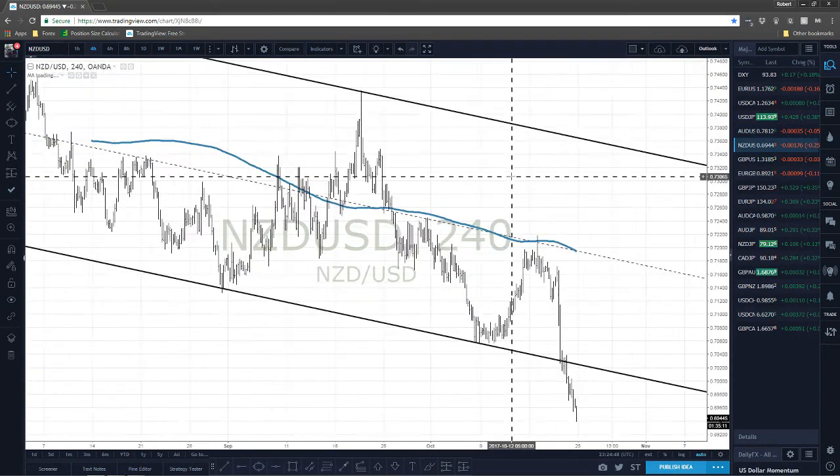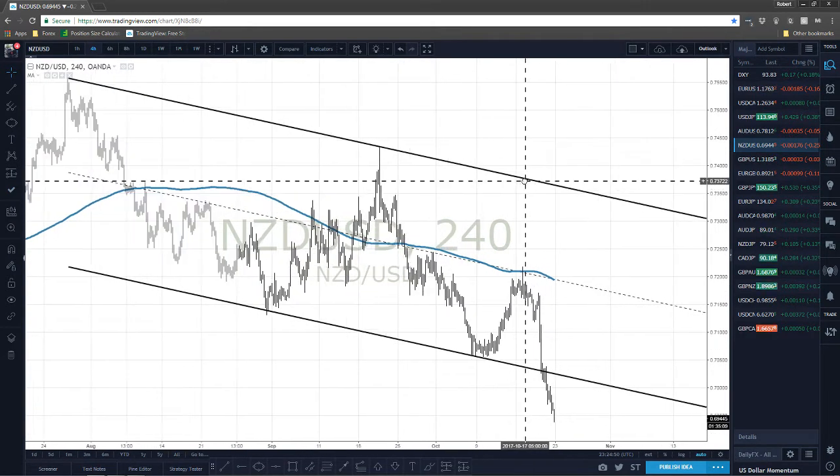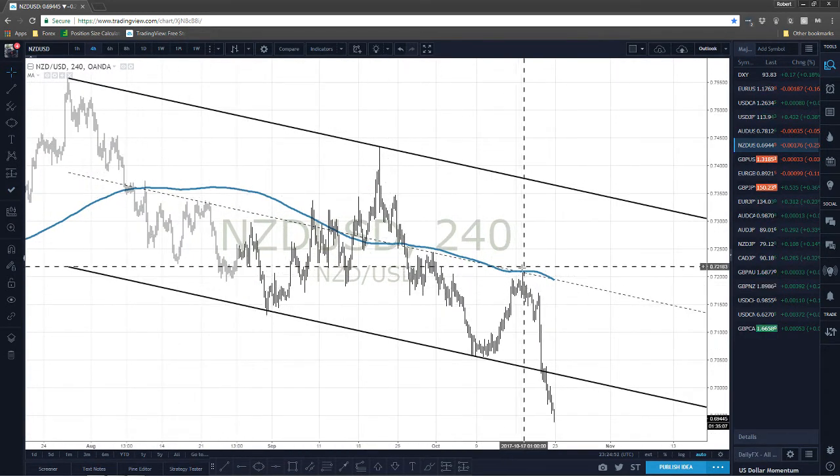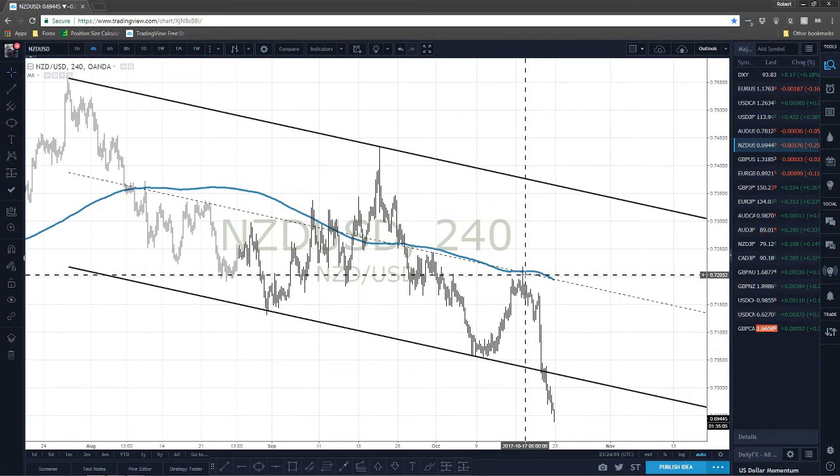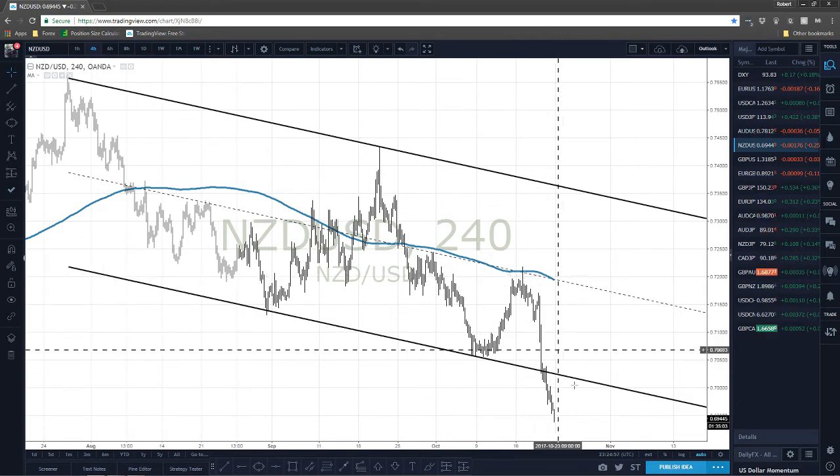New Zealand dollar. New Zealand dollar has been heading down this channel right here. Price came back, hit the mid channel, which was also the 200 period moving average. Has started heading lower.